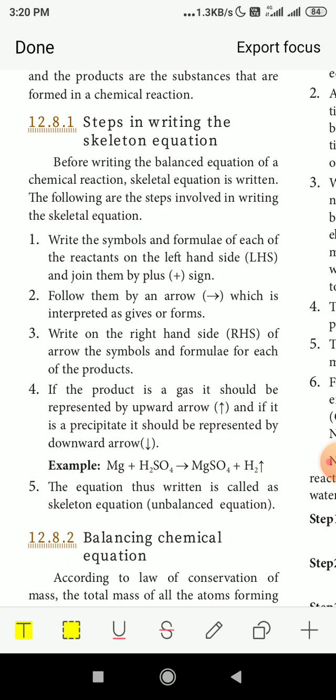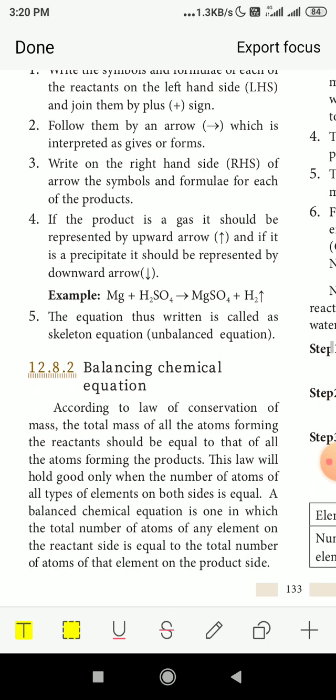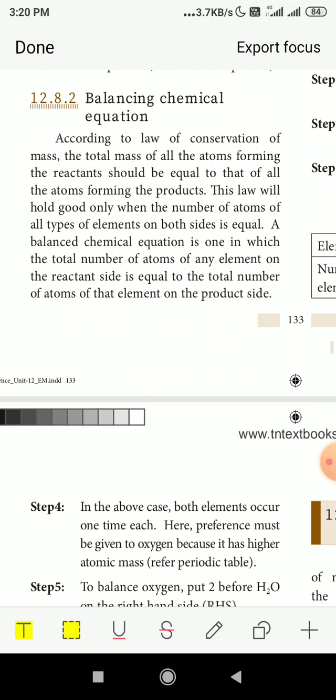Okay, then balancing a chemical equation. How to balance a chemical equation? According to the law of conservation of mass, the total mass of all the atoms forming the reactants should be equal to that of the atoms forming the products. However much mass of reactants participated in the reaction, that much mass should be there in the products also. The reactants' mass and the products' mass should always be equal. For that only, the chemical equation is balanced.